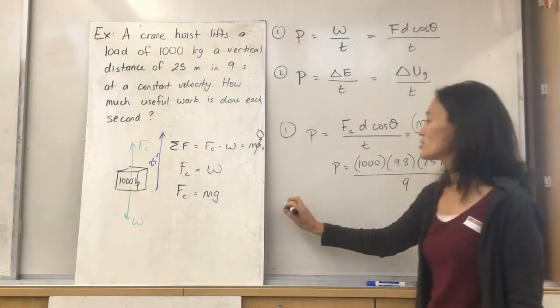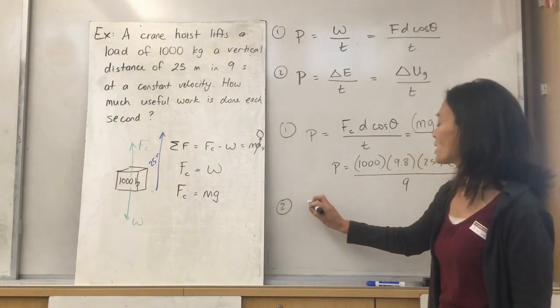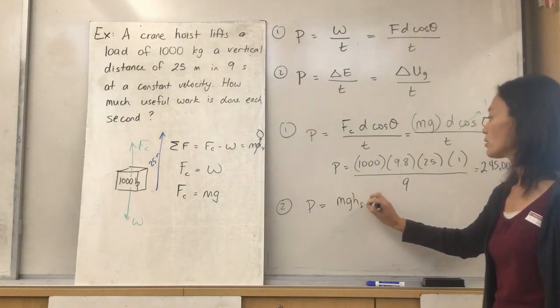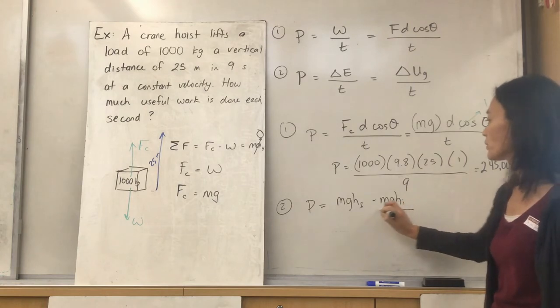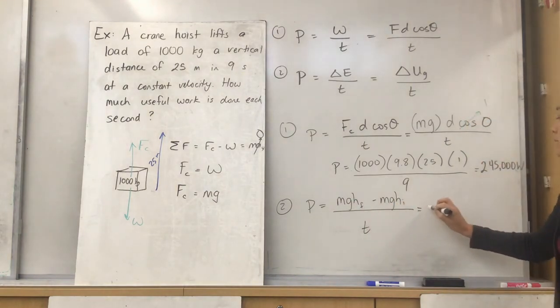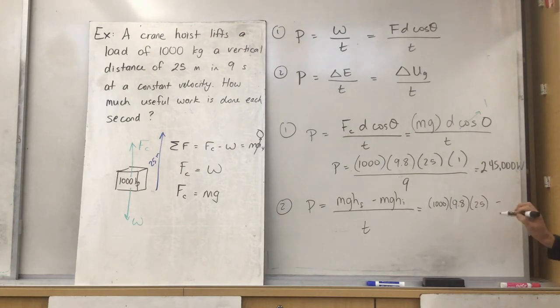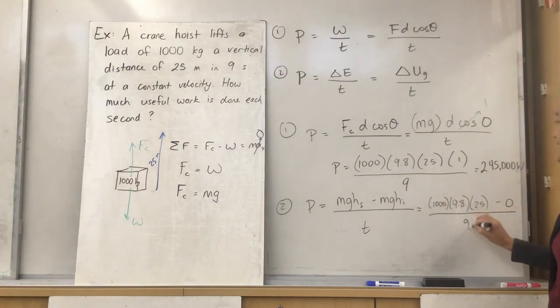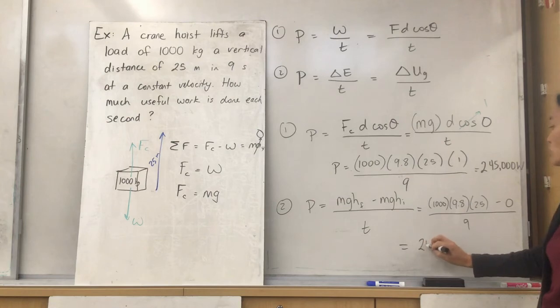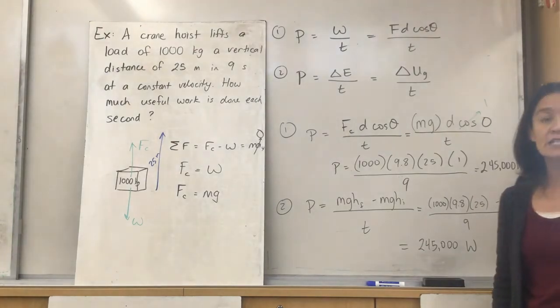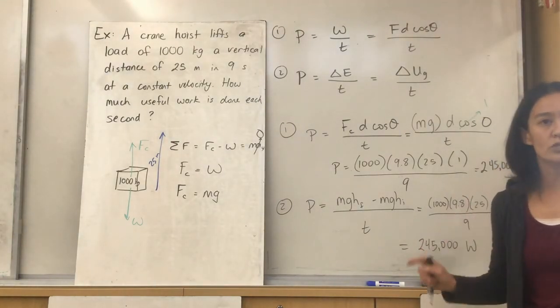If I look at the method through energy, you're going to see it's very similar mathematically. So my power is equal to my change in potential energy. So this would be mgh final minus mgh initial over my time. Well, mgh final is my mass, 1,000, times gravity, 9.8, times 25, minus my initial potential energy. My initial potential energy is on the ground, so there's no potential energy. This is over 0, divided by my time. It's the same thing mathematically, so you're going to get the same exact 245,000 watts. So there are different lenses you can look at a problem with, and either method will solve it correctly.